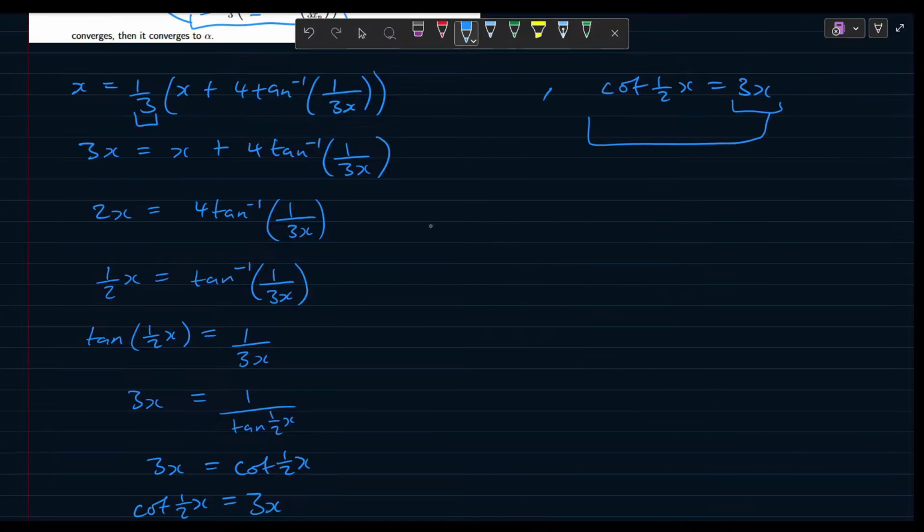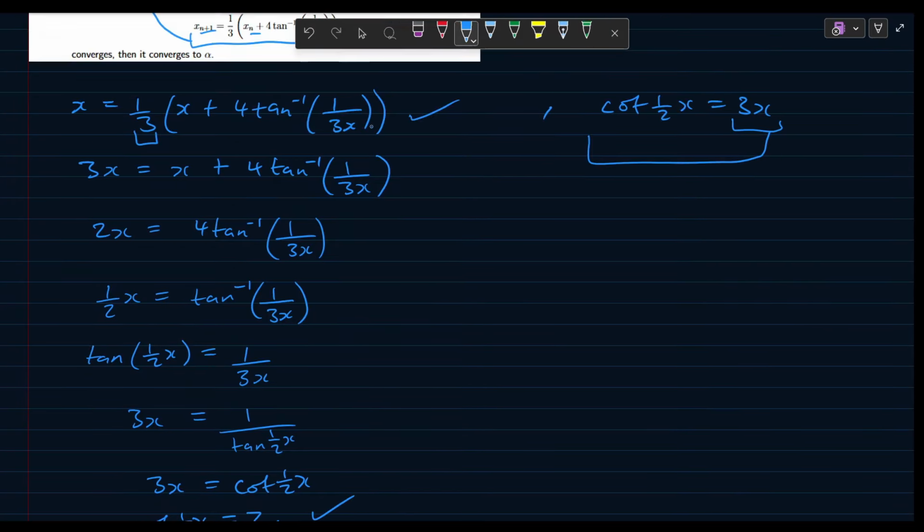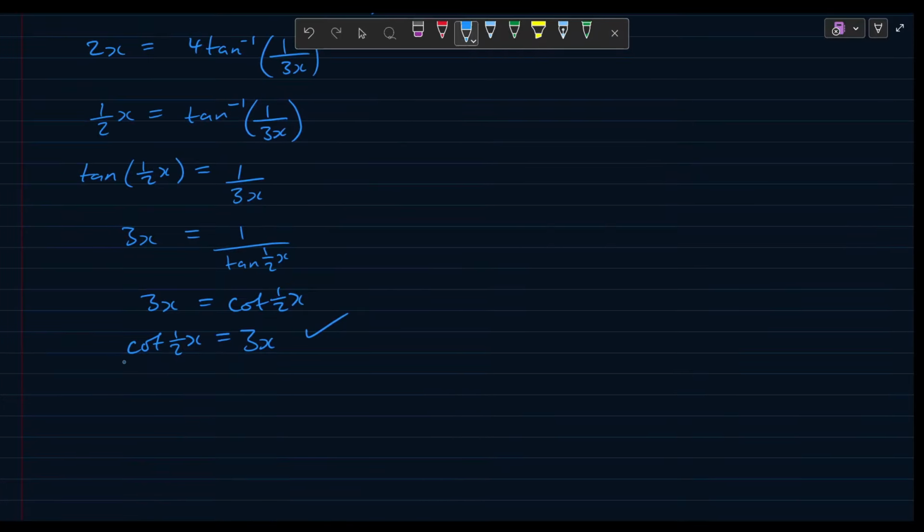So because this iterative formula can be reduced to the original equation in part A, it means that if this iterative formula converges, meaning that if we carry out our iterations and get an answer, that means it has converged, and that answer that it gives is the answer from this equation, which we are calling alpha.